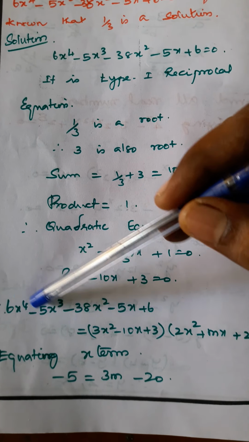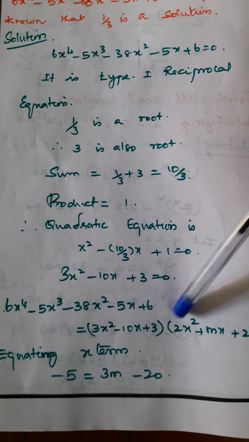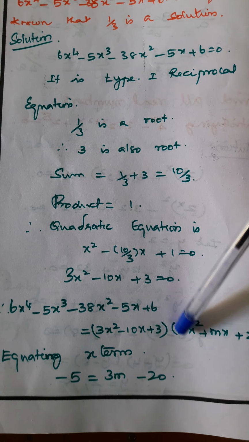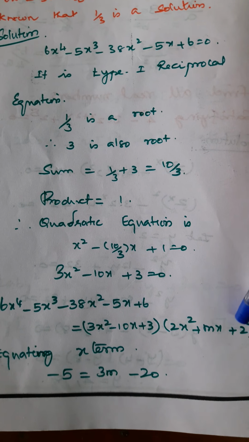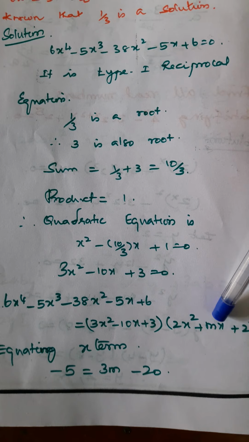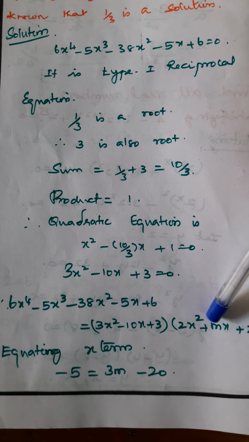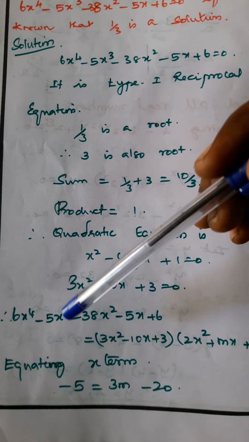You divide the first number by the first number of the first factor, and you will get the first number of the second quadratic. Like that, the constant is divided by the constant, and you will get the constant of the second quadratic equation. And the middle one is always plus mx. So we have to find the m value. So how can we find the m value?